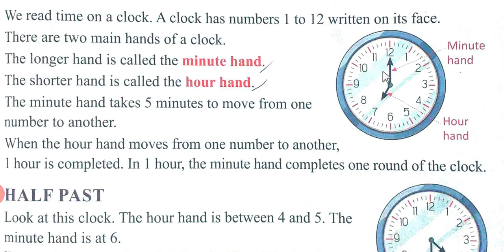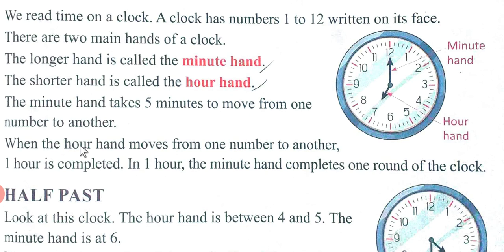So if it is 7, this bigger hand will first show 5 minutes past 7. Then it will come to 2, 3, 4, 5, 6, 7, 8, 9, 10, 11, 12. Then the hour hand will move to 8.